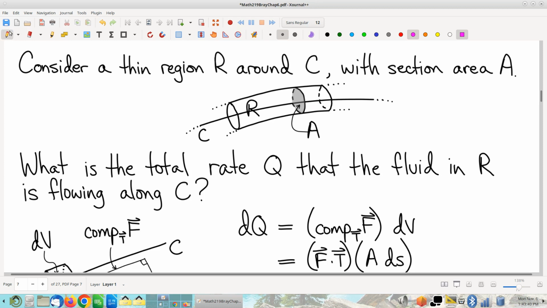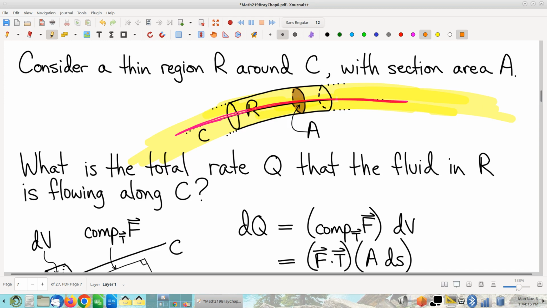Okay, so here it is. Suppose we have a curve like this, and suppose we have a fluid flowing around it. That's what our vector field represents. Further, let's look at the amount of fluid that's in this tube-like shape, something like this. This is what you get when you take a cross-sectional area A here and drag it across the curve like that. A strange little construction.